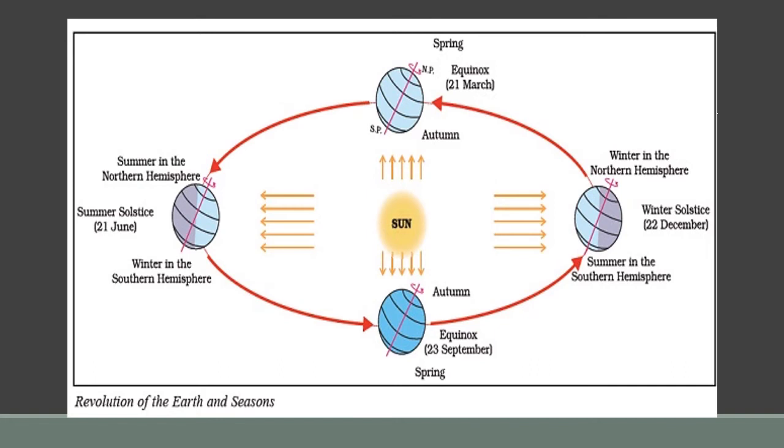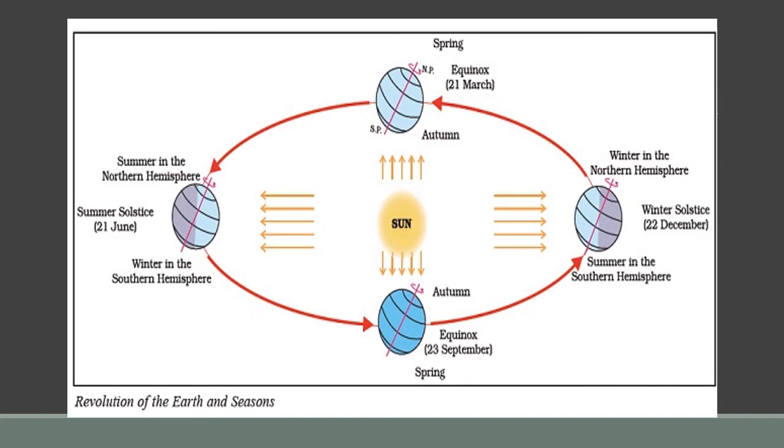And from there, let's move towards the winter solstice, where there is winter in the northern hemisphere and summer in the southern hemisphere. Why? Because the rays of the sun are falling directly over the Tropic of Capricorn. So, during the winter solstice, the length of the day is the shortest. That is, on 22nd December, the length of the day is shortest and the length of the night is longest.